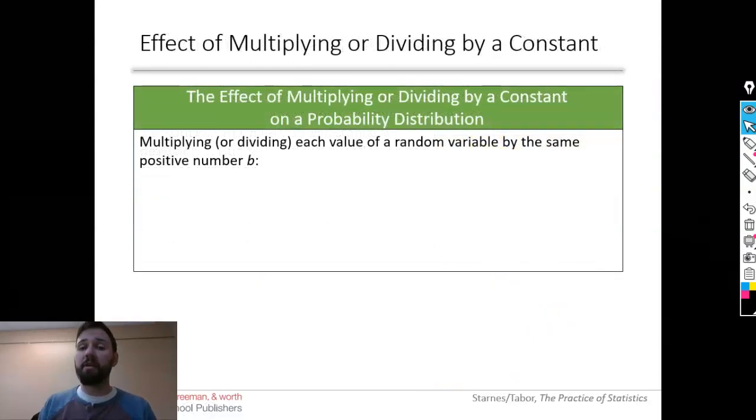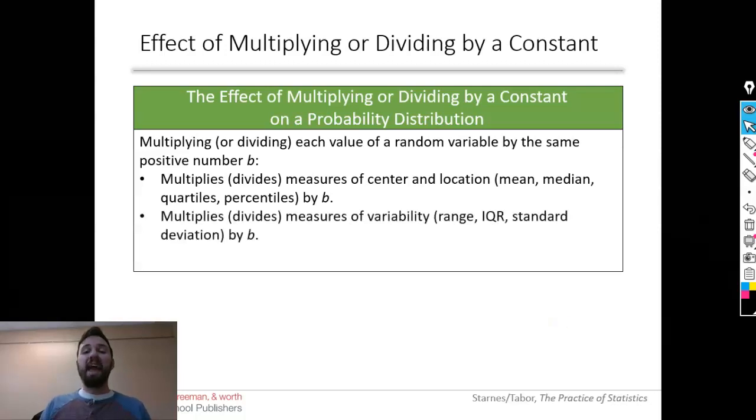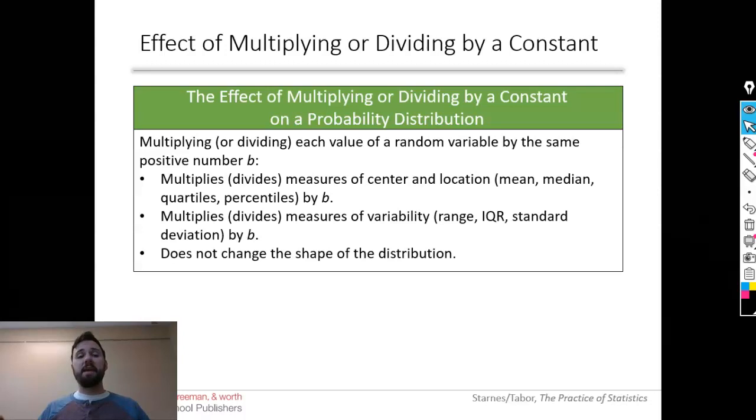Now, when I multiply or divide, though, something else happens. Your mean, median, quartiles, percentiles are changed by B, and your range, IQR, standard deviation all change by B as well. So when you multiply or divide, every number gets multiplied or divided by the constant. The shape is still the same. It's just going to look a little bit wider or thinner.